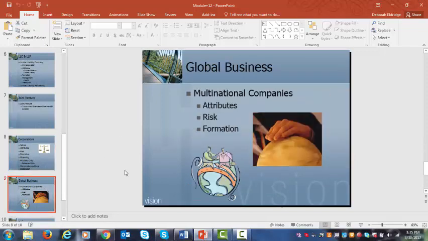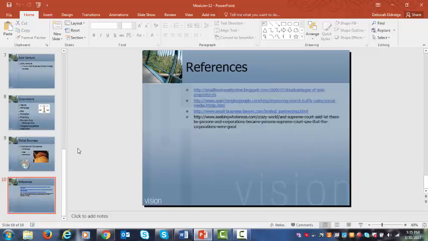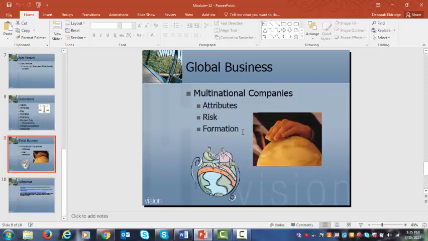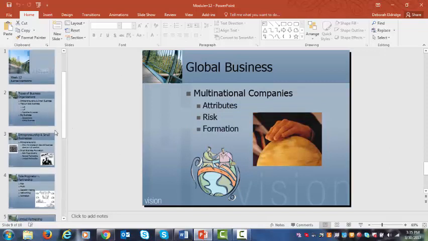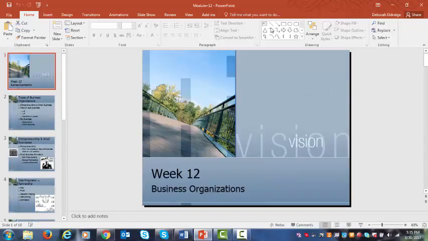Global businesses, we talk about multinational companies. Those are going to be different, and the requirements are going to be different depending on where you choose to do business outside of the United States. So think about that when you're looking at the materials for this week.